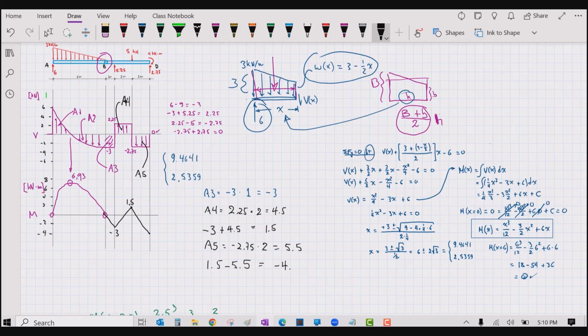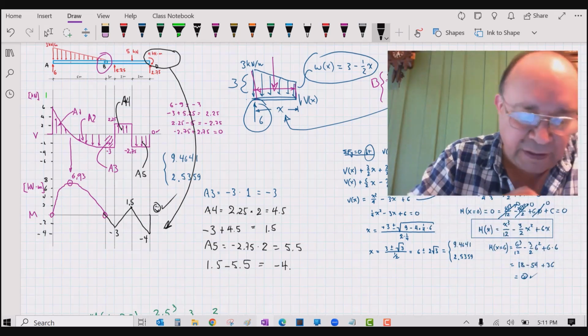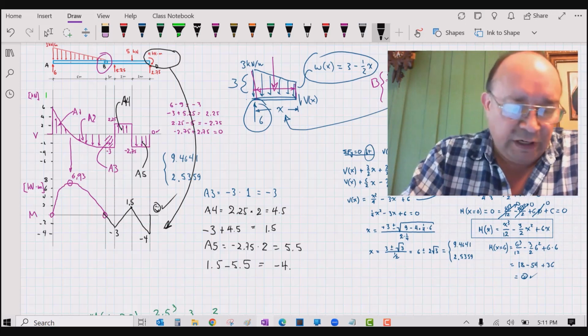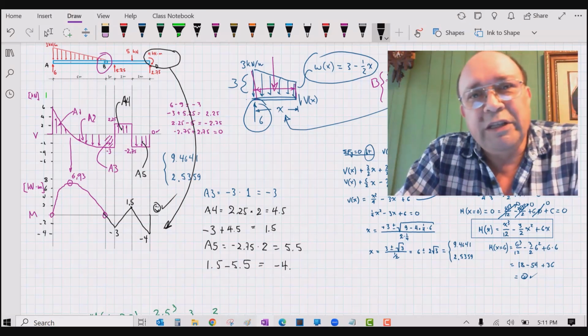Minus 4. And now we have a moment in the clockwise direction here. Means that we have to go up. The clock is above, the counter is below. So we go up 4, and we end up at 0 with a big happy face. Happy face. All right, that will be the end of it.